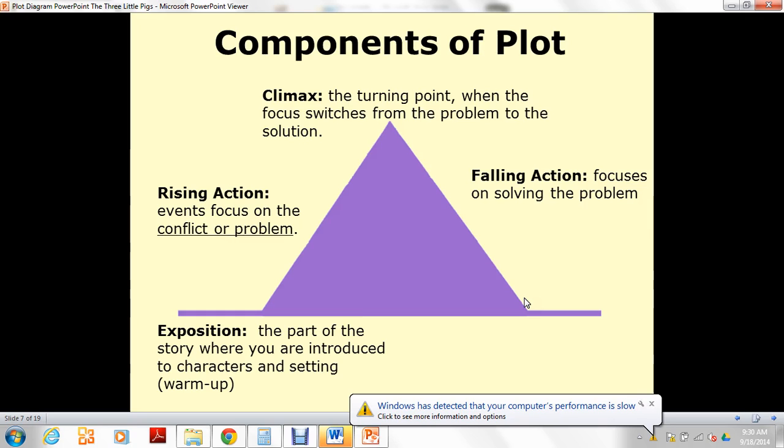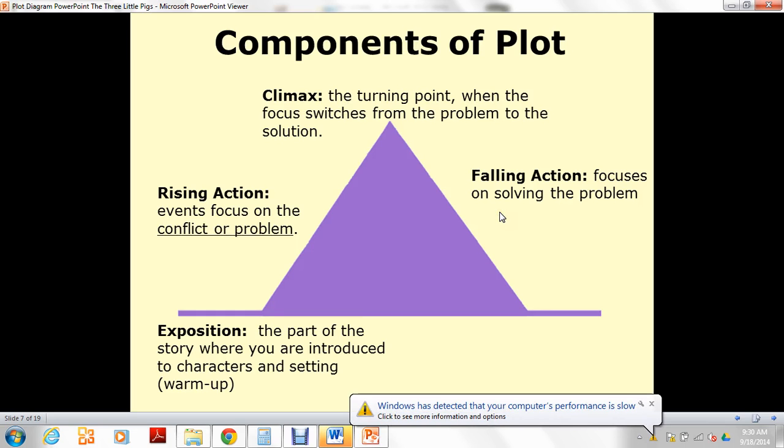The climax is the most exciting part of the story, the part you're waiting for, or the turning point.